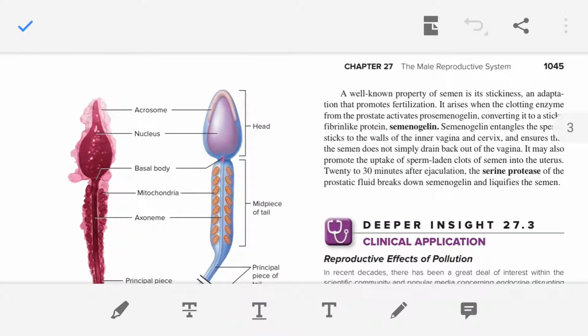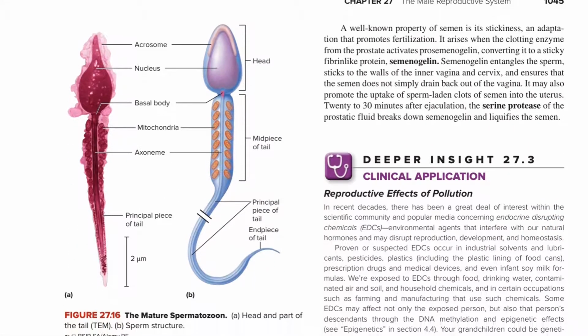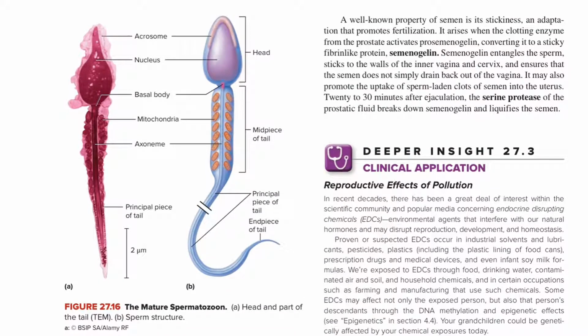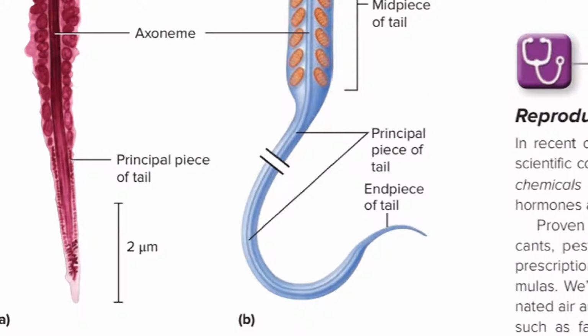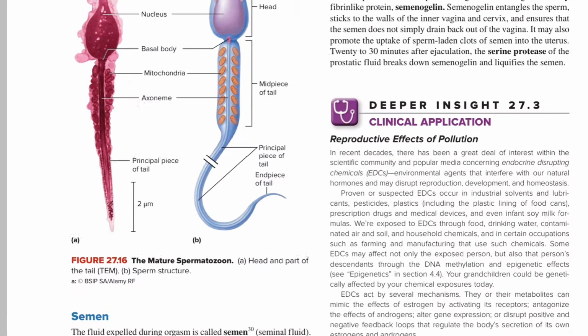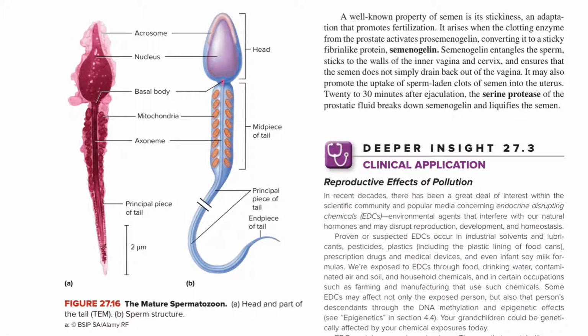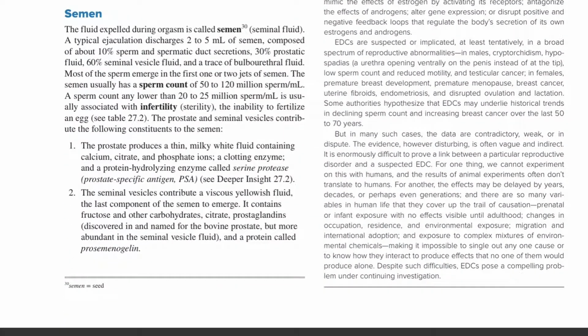So let me show you this figure. See, this is the structure of sperm. Mature spermatozoa are shown, and here you can see the principal piece of the tail and the end piece of the tail. So the tail is the example of flagellum.